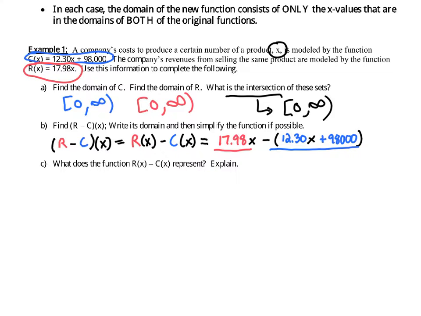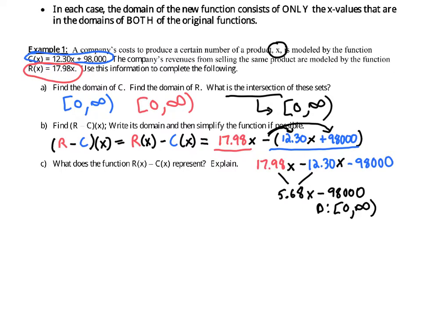Next, we will simplify anything that we can. The first thing that I've done is distribute the negative to both the 12.30x and the positive 98,000. Finally, I combine the like terms, 17.98x and 12.30x, to get 5.68x minus 98,000. Our domain is the intersection of these two sets, which we found earlier. Since x is still the number of products sold, you cannot have a negative number, and the domain will remain from 0 to infinity.